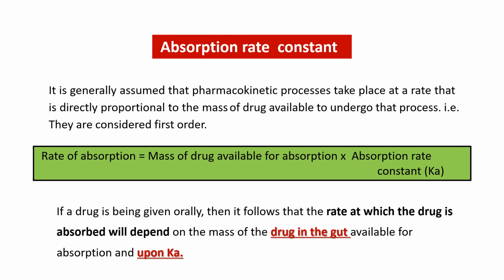So if you want to calculate the rate of absorption, we have to know the mass of the drug available for absorption, like 100 milligram, multiplied by the absorption rate constant of the drug. So how the drug is generally absorbed, that is constant for the drug. If a drug is given orally, then the rate at which the drug is absorbed will depend on the mass of the drug in the gut available for absorption and upon the absorption rate constant. So that is very important.